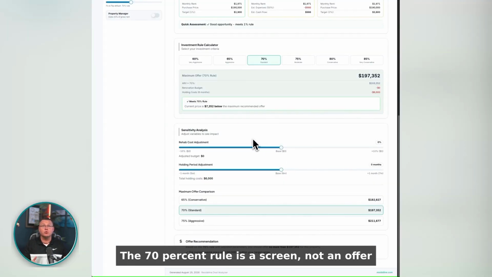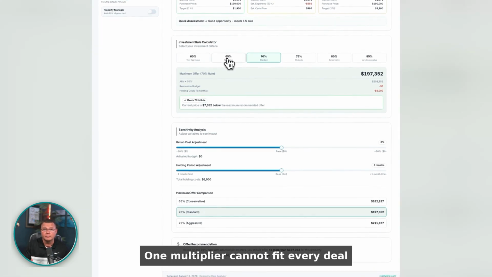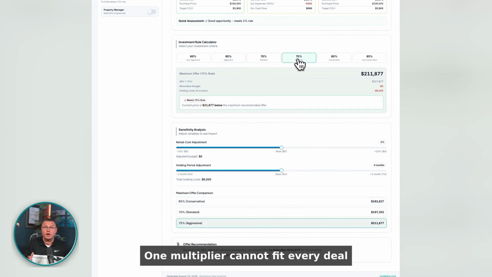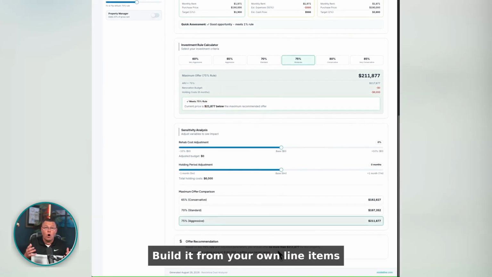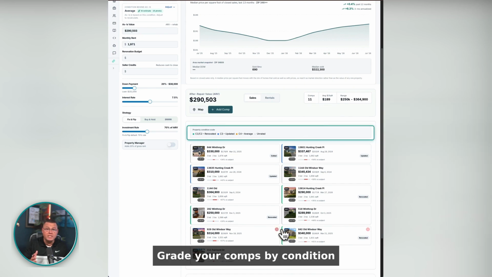The 70% rule is a screening filter, not an offer. Fixed costs eat a much bigger share of a $90,000 deal than a $400,000 one, so a single multiplier cannot be right in both. Build the number from your own line items and grade your comps by condition.